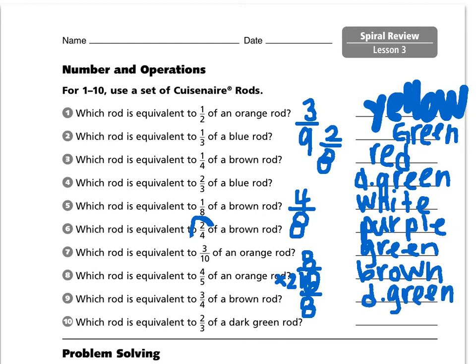Which rod is equivalent to 2/3 of the dark green rod? Well, I know the dark green rod's the 6th one. 2/3 would make that 4/6. So the 4th one is going to be purple.